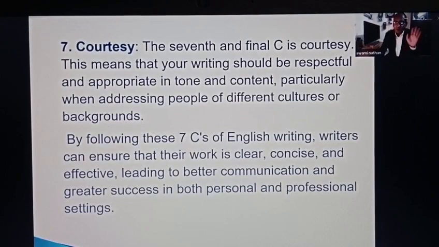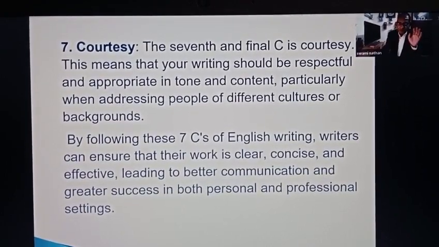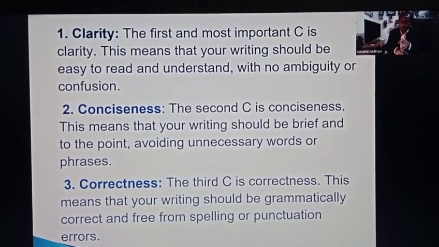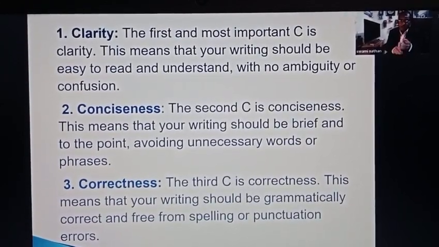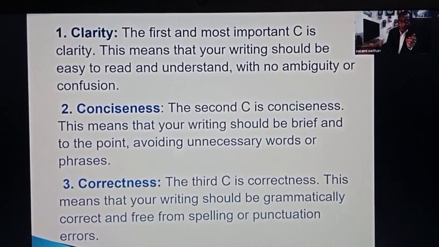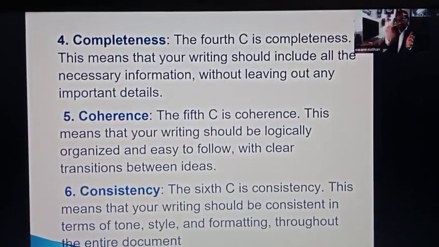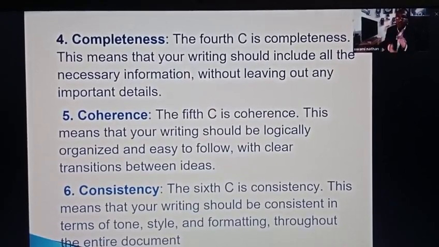So remember, the seven C's, we are now very clear. What are the seven C's? We'll go back. First one is clarity, conciseness, correctness, completeness, all information, coherence. Data is organized logically, systematically.